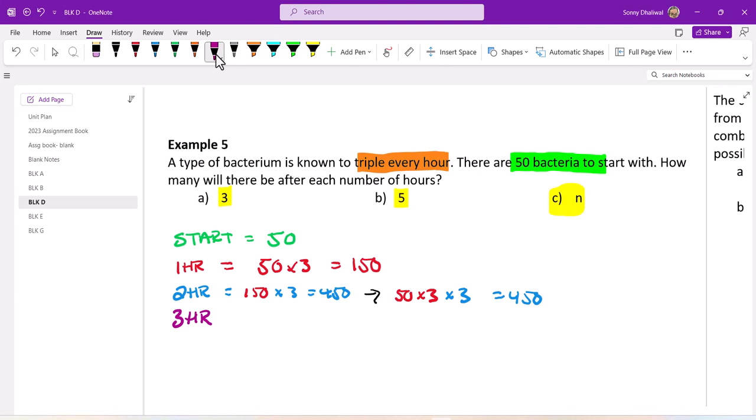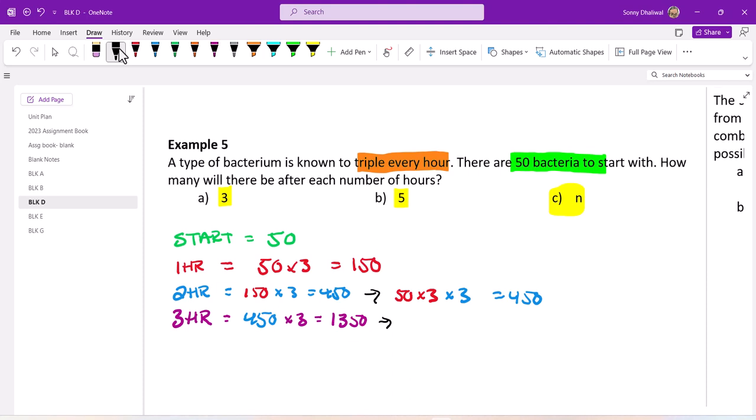1,350. So we could go 450 times 3, which is 1,350, right? And anybody should be able to do this. Coming up with the formula is a little bit trickier. So if I give you this question on a test, I expect you to be able to do this. You may not remember the technique to figure out the formula, but this should hopefully help.